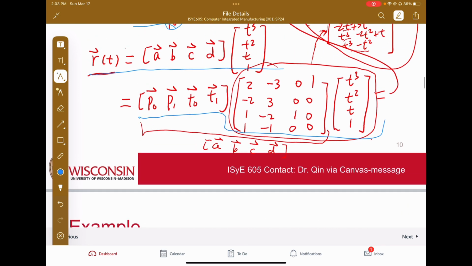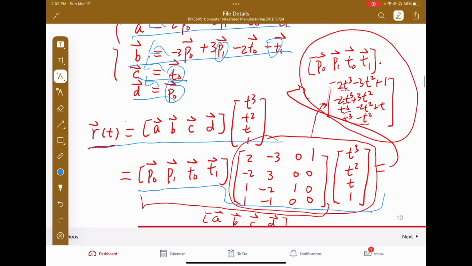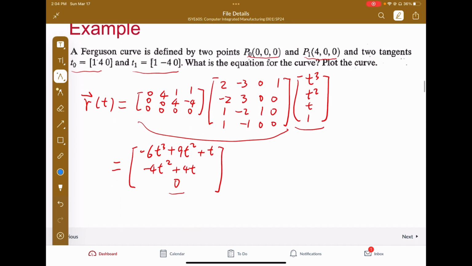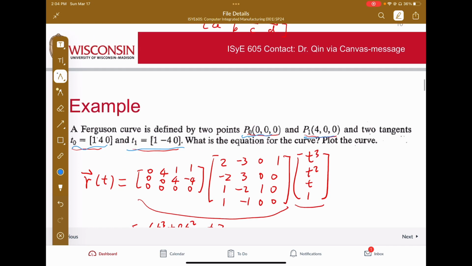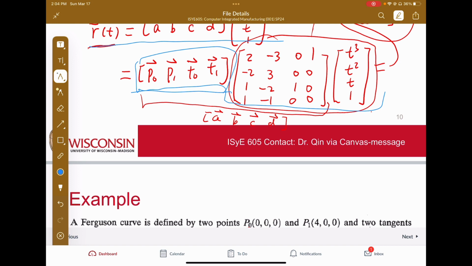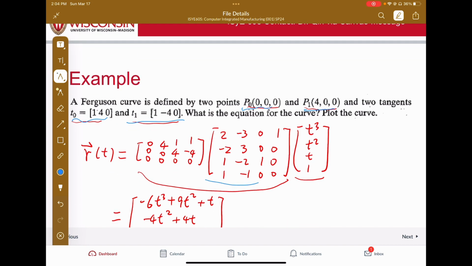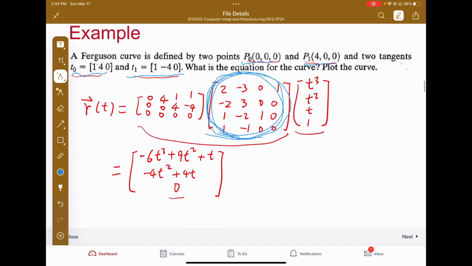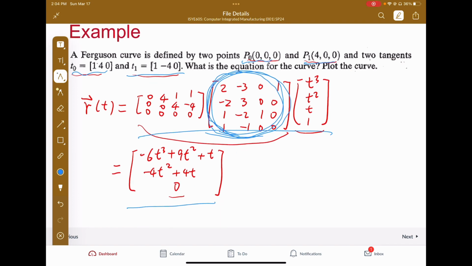So this is how we use Hermite curves. Use these 4 values, P0, P1, t0, t1, to describe the curve. And this is the example. In the example, it gives you 2 points, gives you 2 tangents, and you put this into the first matrix. This is always the same for the Hermite. So for Hermite curves, this matrix is always the same, and you put in the values, and then finally you will get the curve.